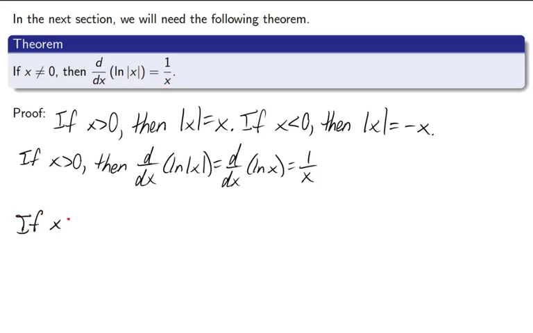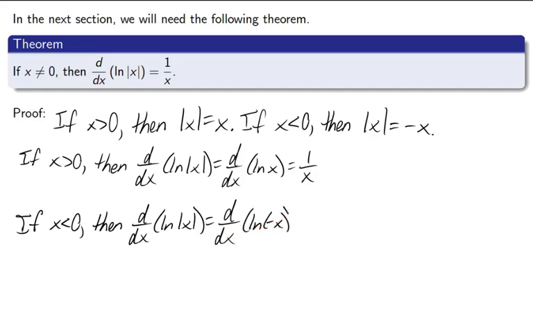And now if x is negative, then here's what we get. The derivative with respect to x of natural log of absolute value of x is now the derivative with respect to x of natural log of negative x, because x is negative this time, so the absolute value negates it. With that said, we'll use our chain rule. We get 1 over u times the derivative of u. And so that turns into 1 over negative x times negative 1, which is 1 over x.